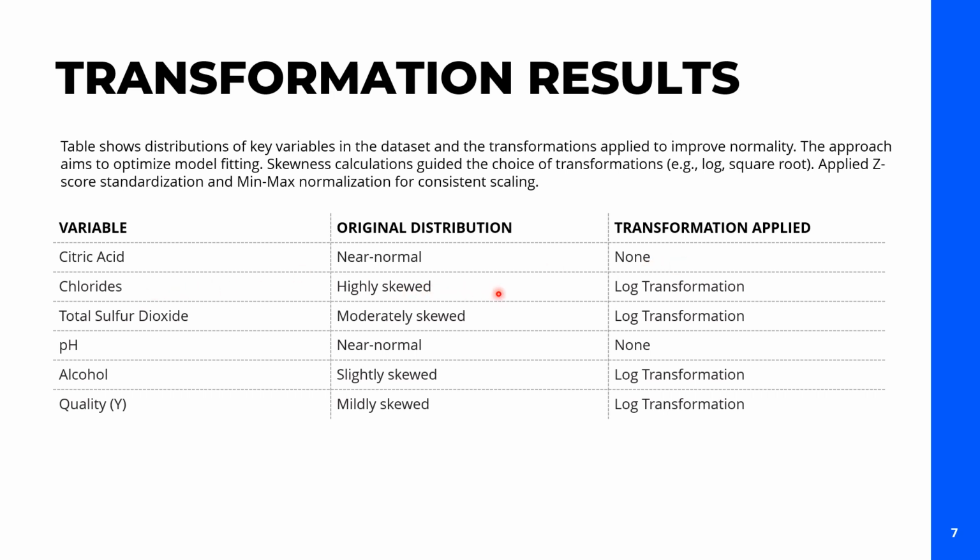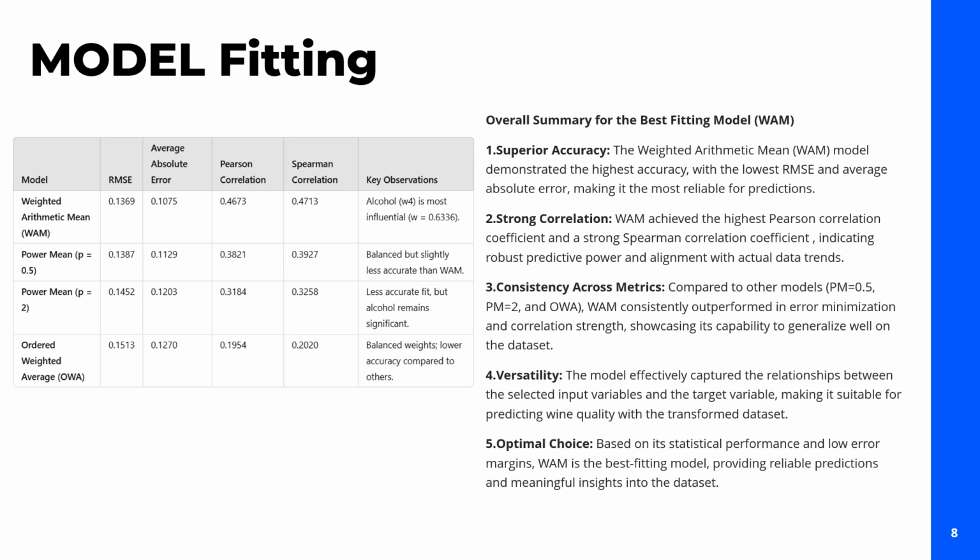Chlorides, it's highly skewed. We have applied the log transformation on top of it. Total sulfur dioxide is moderately skewed. We did apply a moderate log transformation on top of it. pH is also near normal. We did not apply any transformation on top of it. Alcohol and the quality, there was slight or mild skewing, and we did apply log transformation on top of it. Going to the next slide.